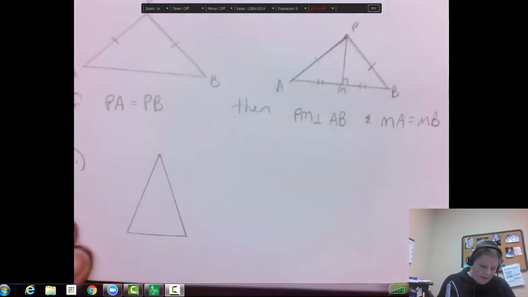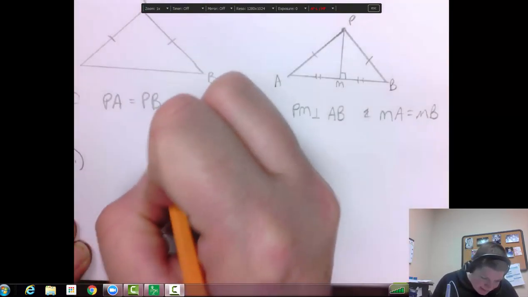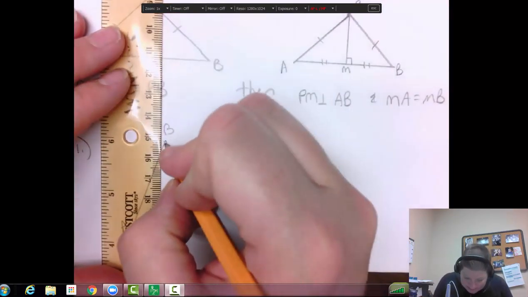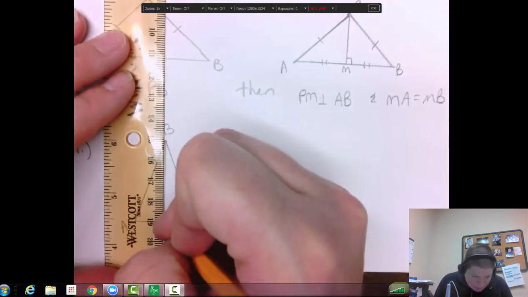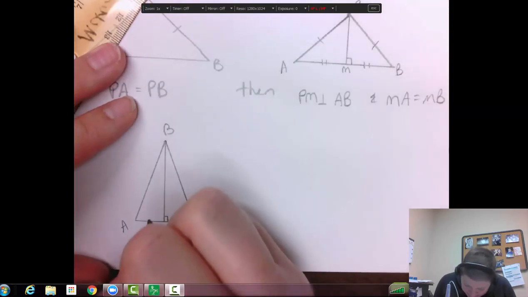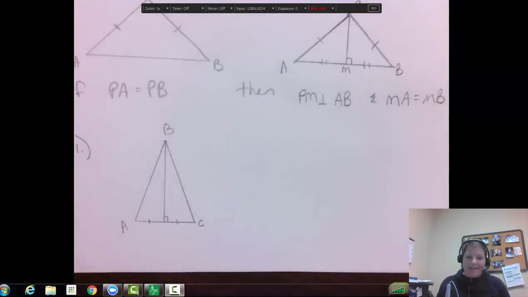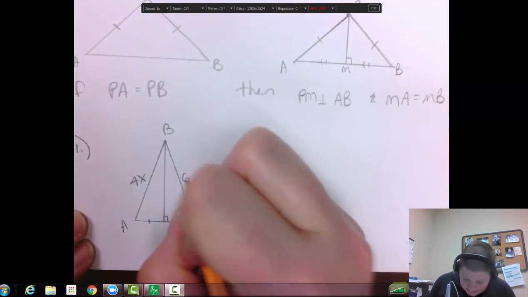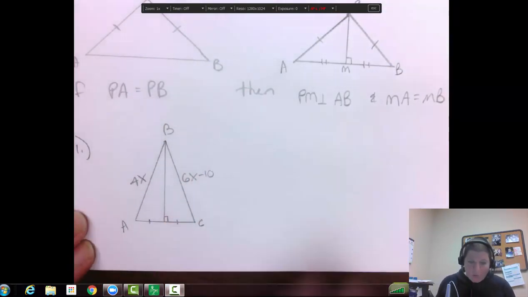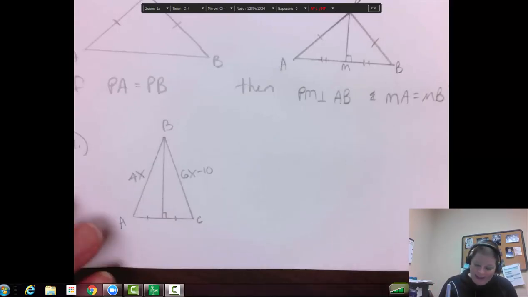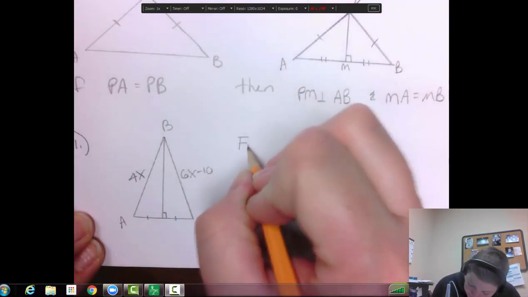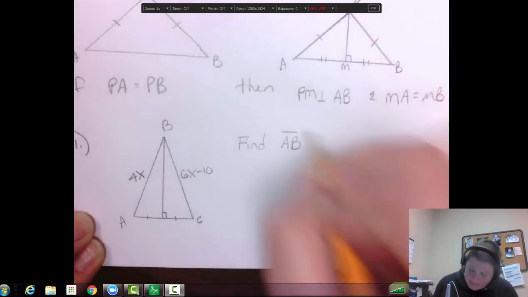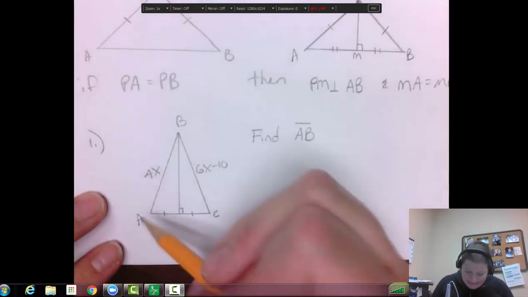Here's a triangle, and we'll call this ABC. And the perpendicular bisector. Perpendicular, we know that's congruent to that. So we're given this, and you know this side is 4x, and you know this side is 6x minus 10. What is the length of AB? So how would I find the length of AB?